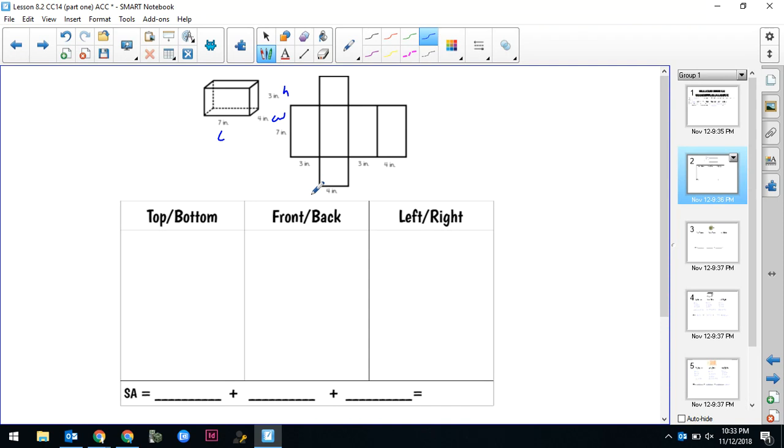So our work is going to look a lot like when we did composite figures last week. So first things first, we always write the formula. So since these are all rectangles, we're going to start with area equals length times width on all 3 columns.